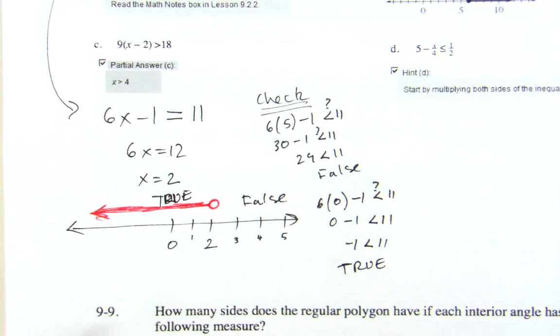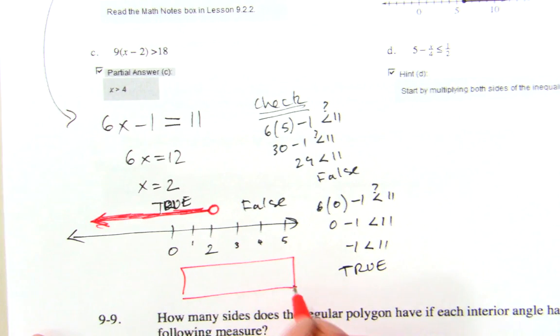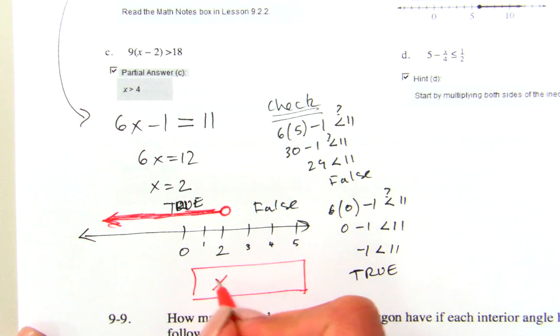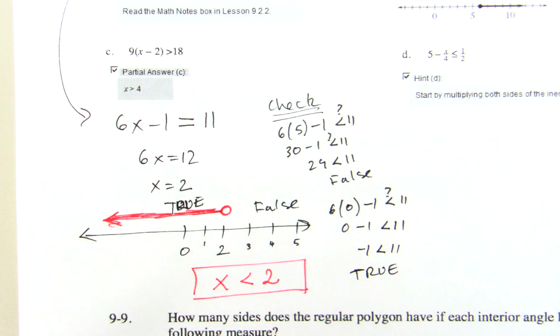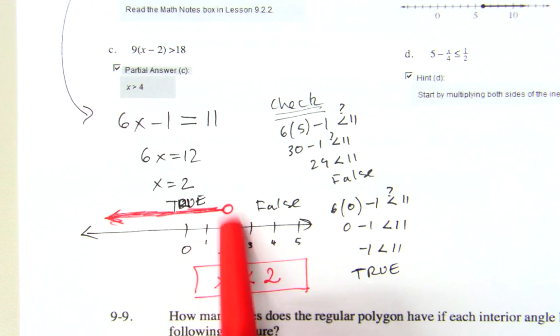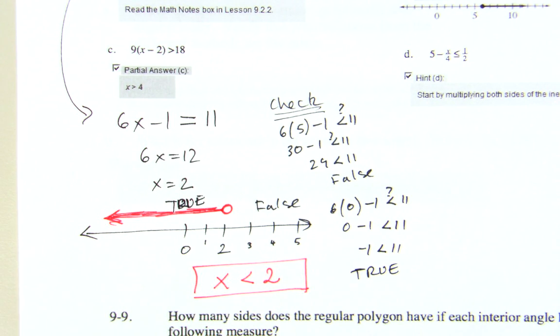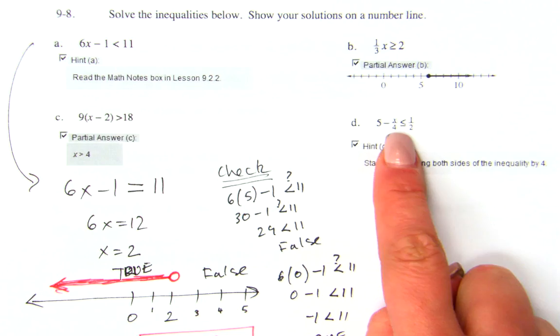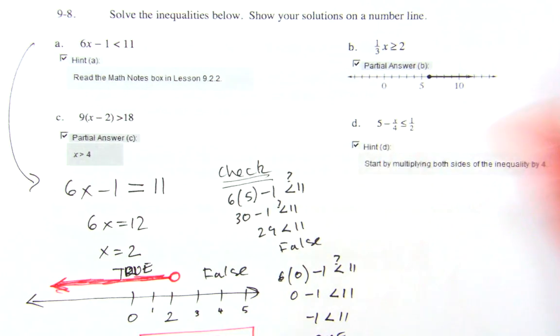There it is. And then your final answer, because you actually need an answer, is x is less than 2. X has to be less than 2 in order to make that inequality true. And all of them need to get done this way, A through D. Okay? If you don't like the fractions, just turn them into decimals.